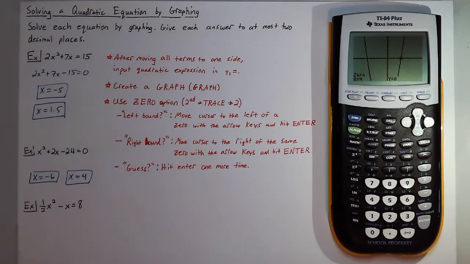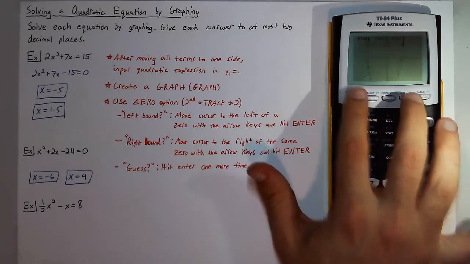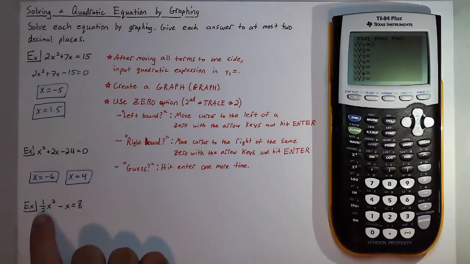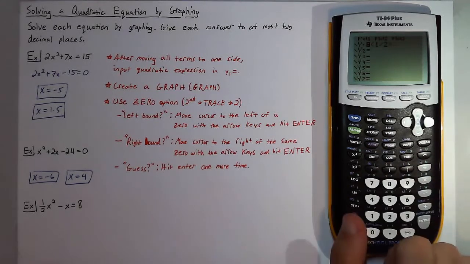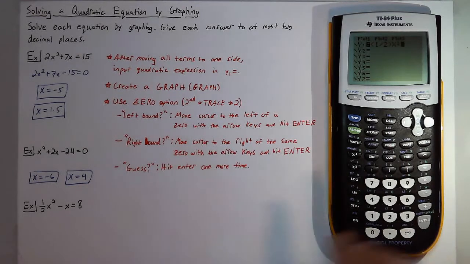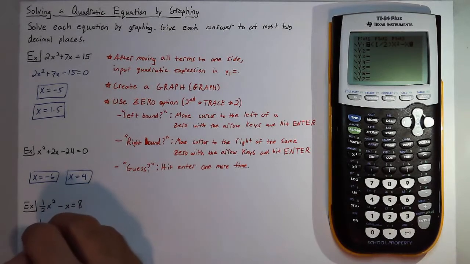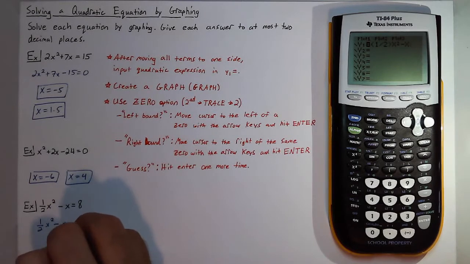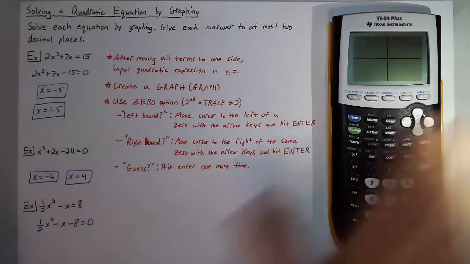I'll try this with one more example because I want to show you how you can input fractions into this type of calculator. So if I hit y equals and I clear it out, if I want to put 1/2 in there, I open my parentheses and I do 1 divided by 2, close parentheses, and then I'll put my x squared. So now that reads 1/2 x squared. And then minus x, but it's not everything on the left side yet, so I need to subtract 8. So I have 1/2 x squared minus x, then minus 8 equals 0. I'll hit graph.